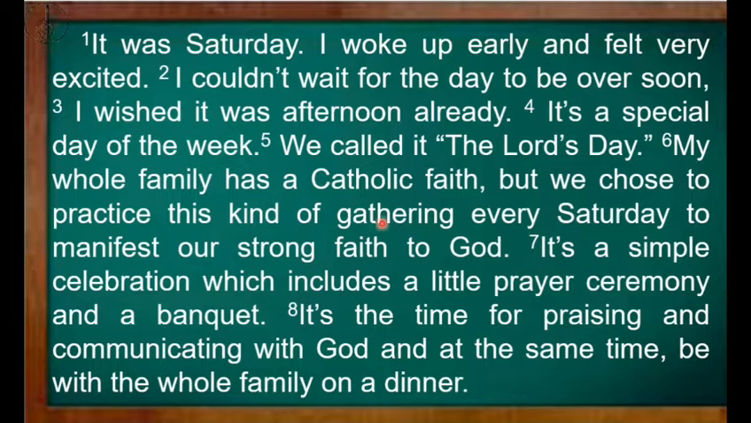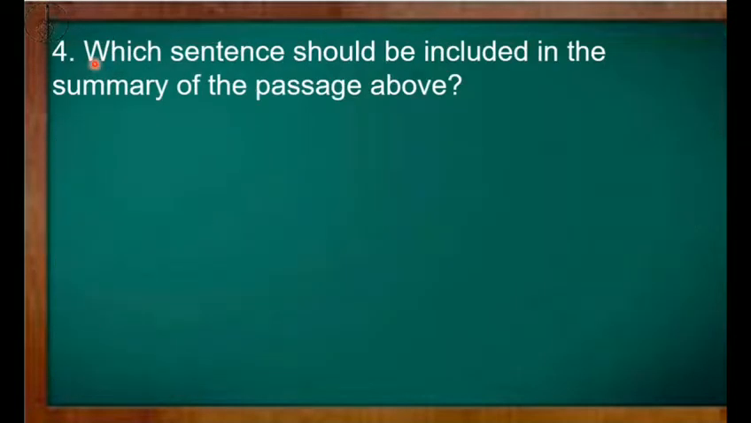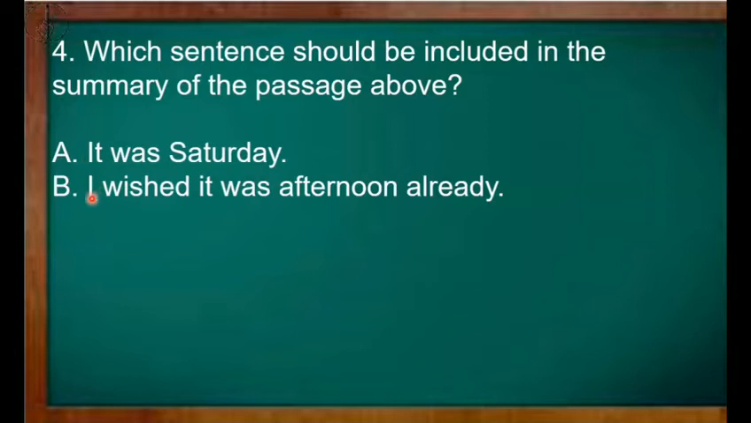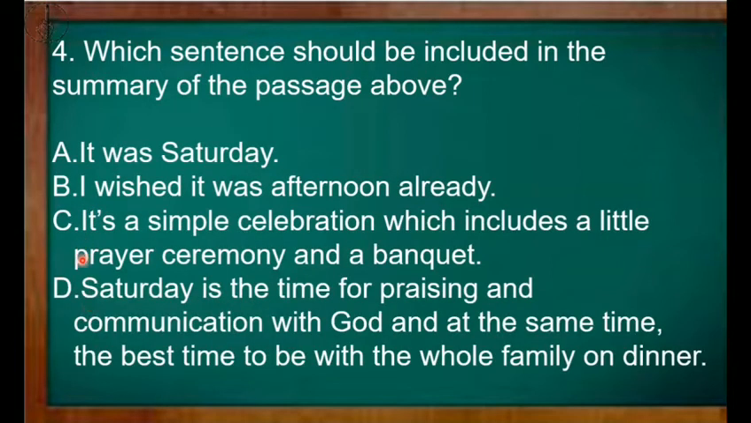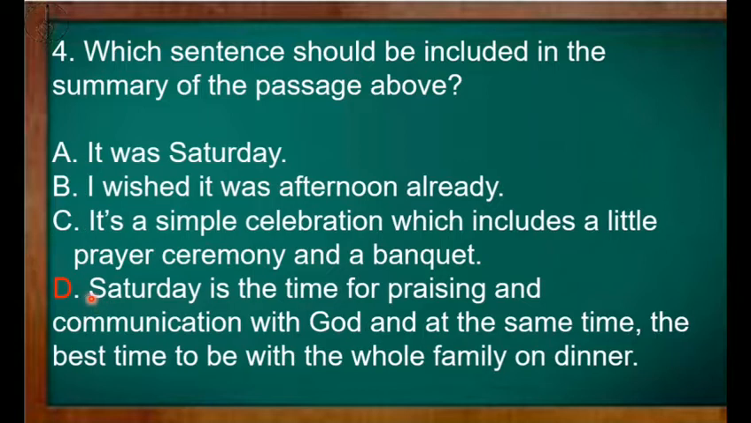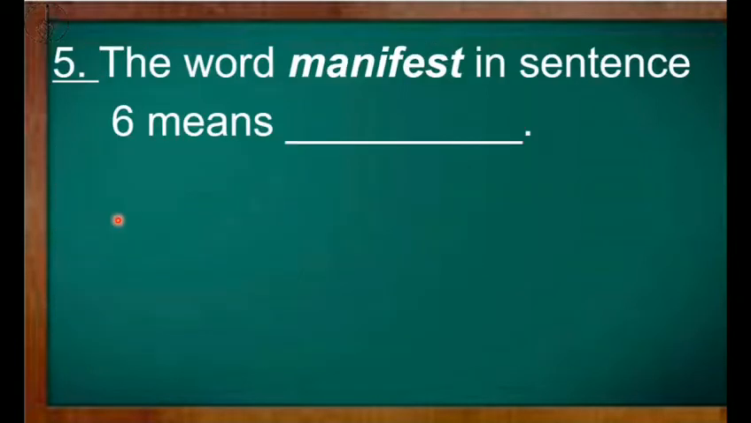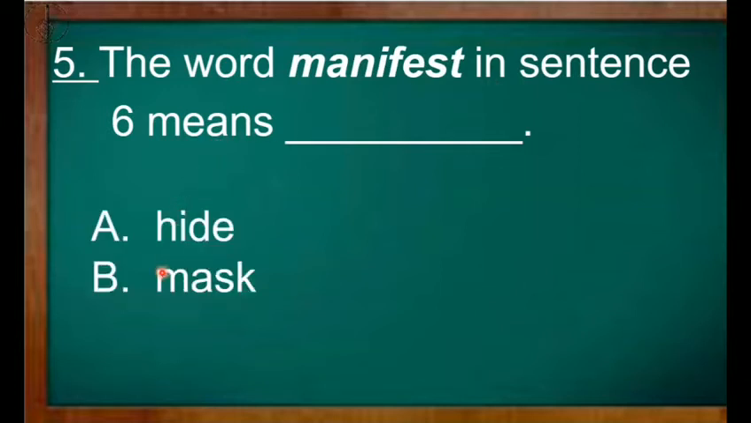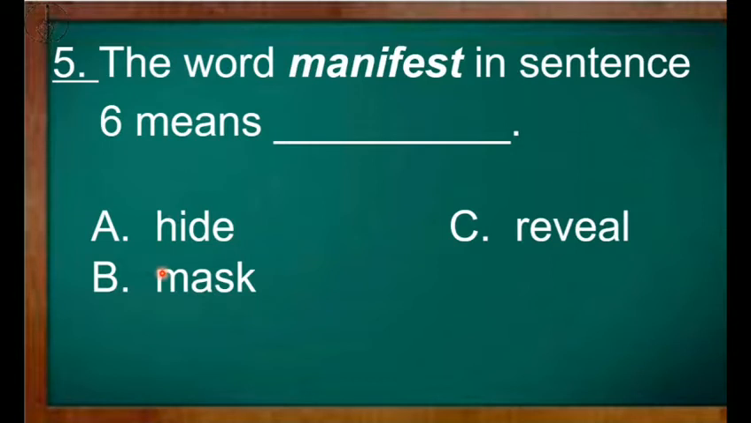Next, you are going to read this selection in your module and then answer the question that follows. Which sentence should be included in the summary of the passage above? Option A, option B, option C, and option D. The correct answer here is option D. Number 5. The word manifest in sentence 6 means A, hide, B, mask, C, reveal, and D, cover. The correct answer is letter C, reveal.